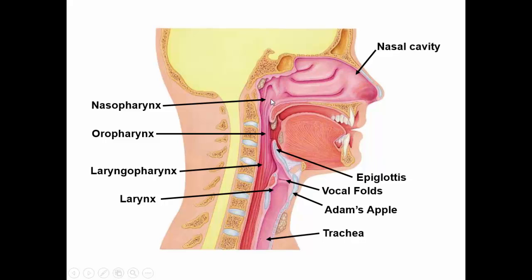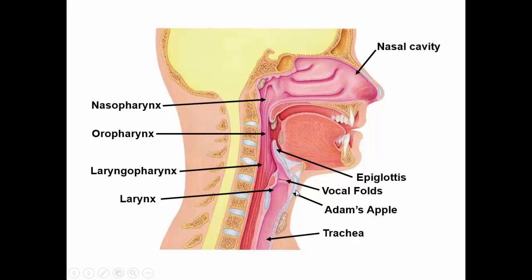The part right behind the nose is the nasopharynx, right behind the mouth we have the oropharynx, and right above the larynx we have the laryngopharynx. Here is where the trachea becomes the esophagus to take food to the stomach, and here in the front we have the trachea. The epiglottis will cover up the opening to the trachea whenever we swallow. Otherwise, air can then go into the trachea.